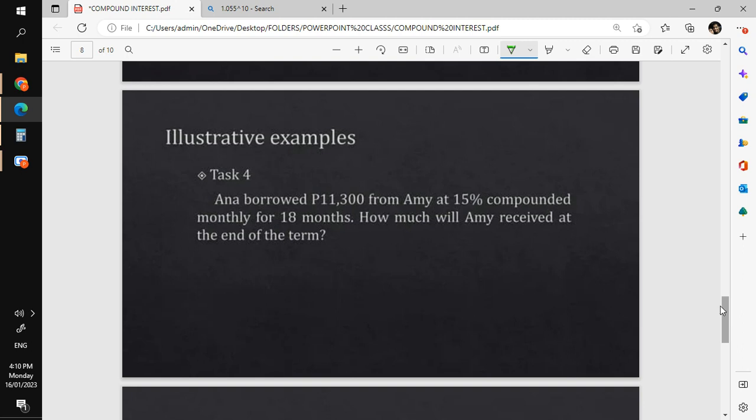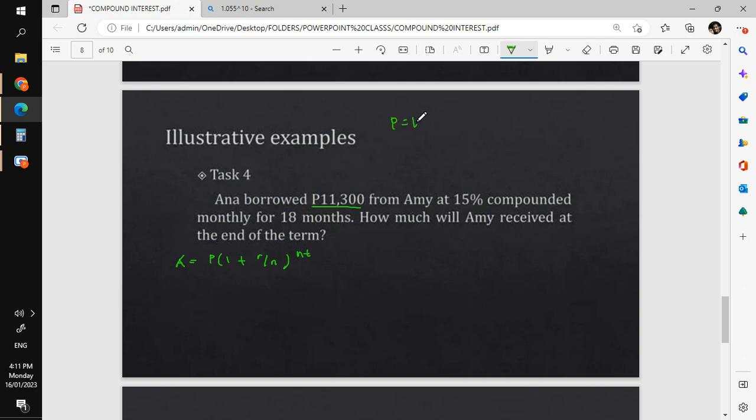Now we'll have another example. Anna borrowed 11,300 from Amy at 15% interest compounded monthly for 18 months. How much will Amy receive at the end of the term? So, how much will Amy receive at the end of the term? This focuses on the total amount. No? Same formula, A is equal to P times 1 plus R over N raised to N times T.